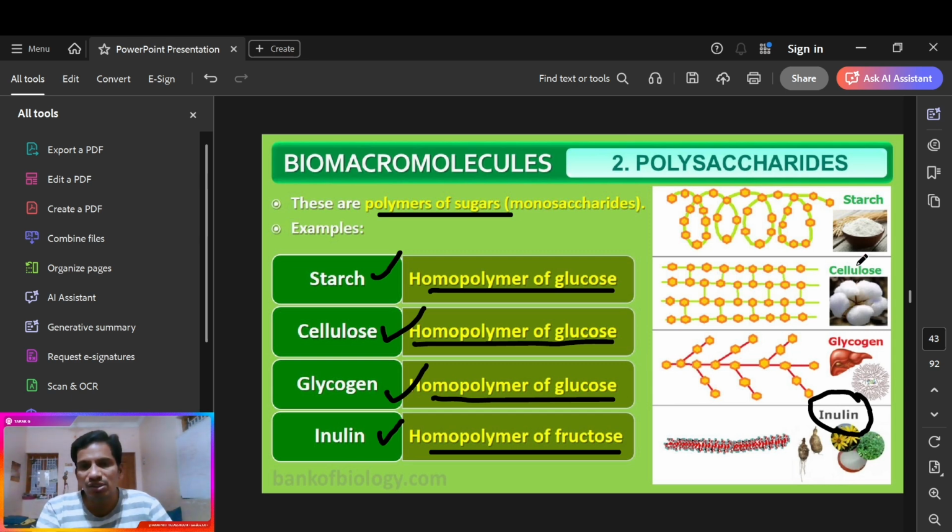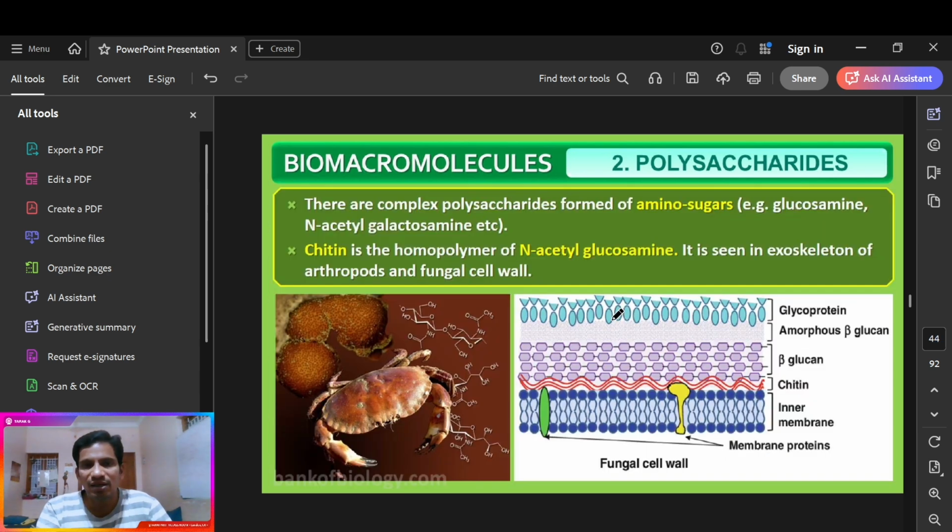Here, there are complex polysaccharides formed of amino sugars, which are glucosamine and N-acetyl galactosamine. These two are the complex polysaccharide examples. What are the examples of complex polysaccharides? Glucosamine and N-acetyl galactosamine, right? One more is chitin.